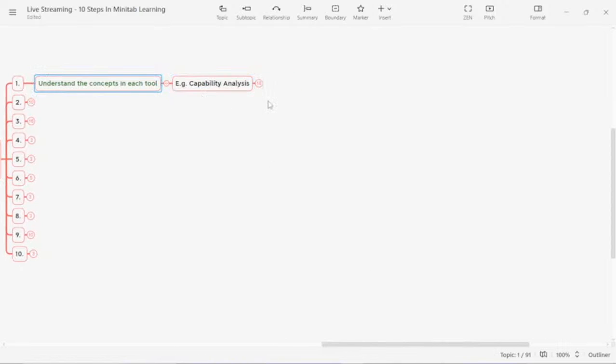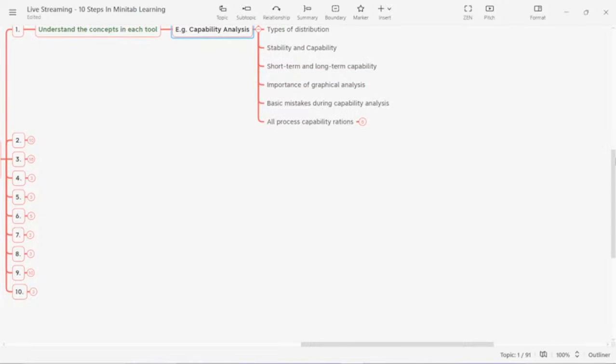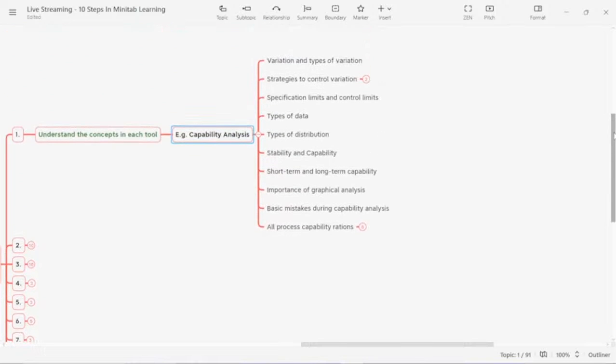Let's take an example of capability analysis. This is one of the tools or techniques that we can perform by using Minitab. And when we are talking about the concepts in capability analysis, it consists of a lot of things. For example, when we are going to learn capability analysis, we must know what a variation is. Then what are the types of variation? Whether the variation is present due to a common cause or due to a special cause. What is the difference between them? It should be very clear before understanding capability analysis.